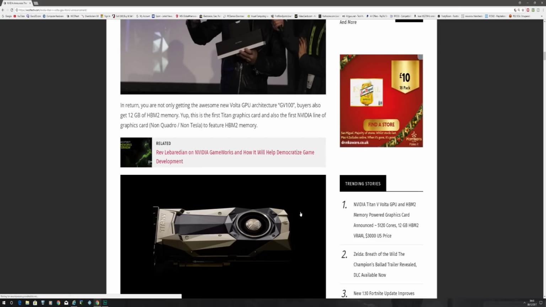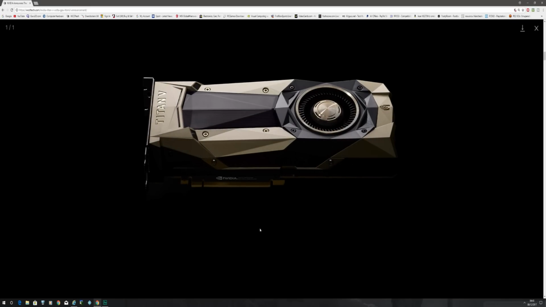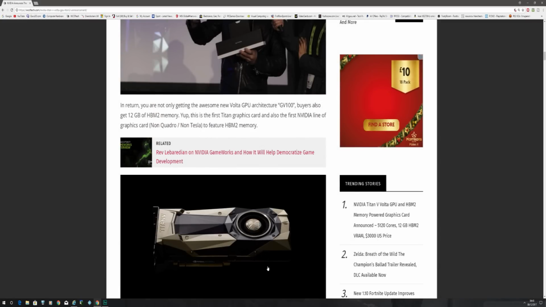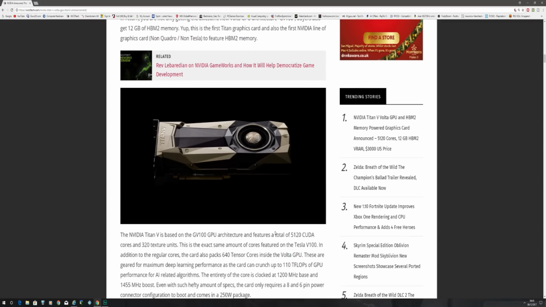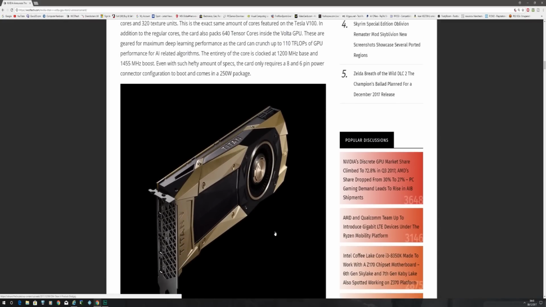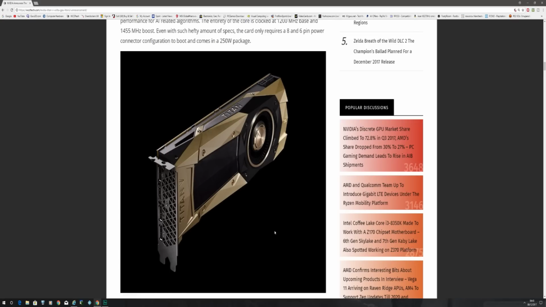They've kept the same reference cooler, but they've given it a lick of gold paint, so I guess it looks more standout than all the rest. Not too sure how this thing is going to perform. I'm very, very eager to see the benchmarks.